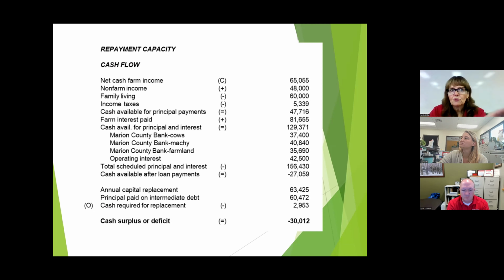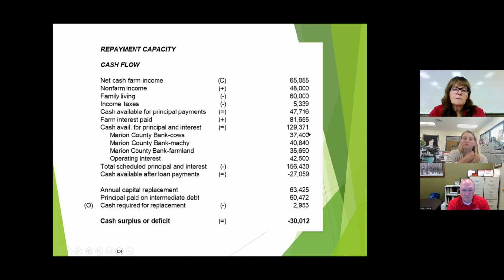And nobody knows what just their principal payments are. They know what their principal plus interest payments are. So FinPac will then take that $81,000 that it took out, it adds it back in and says this person has $129,371 to pay on their principal and interest payments and to pay their operating interest. So it then subtracts those items out.